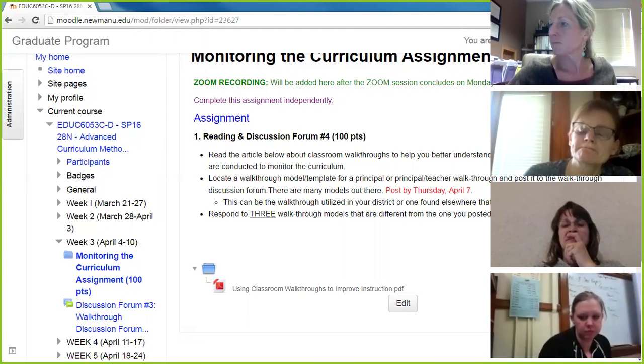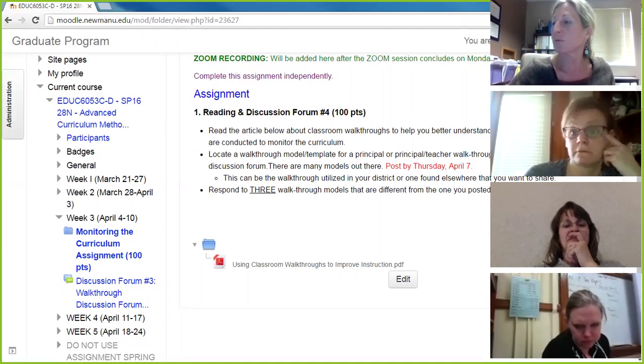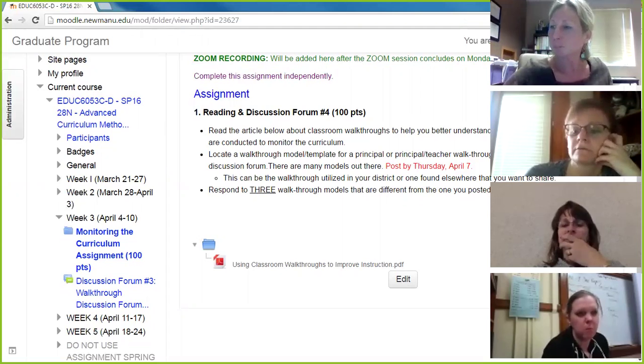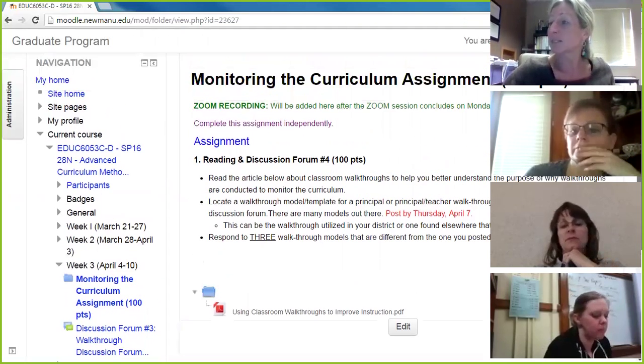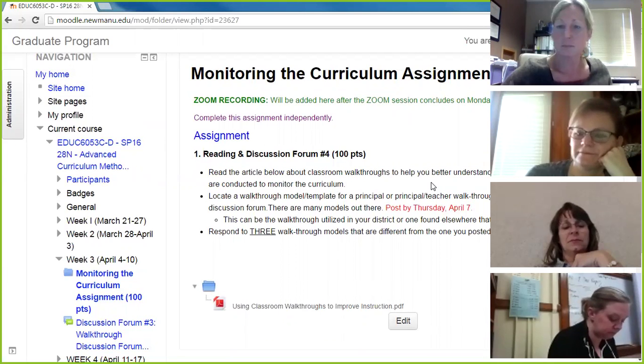And then the last thing is just to respond to 3 walkthrough models that are different from the one that you posted. Really, what's fun about this assignment is seeing what everybody else uses and how they're similar or different to the walkthrough tool that you use in your district, or have in the past, etc. So that's really it. Not too busy of a week. Doesn't mean you can take a breather, but it's a little bit easier than most of the unit assignments.